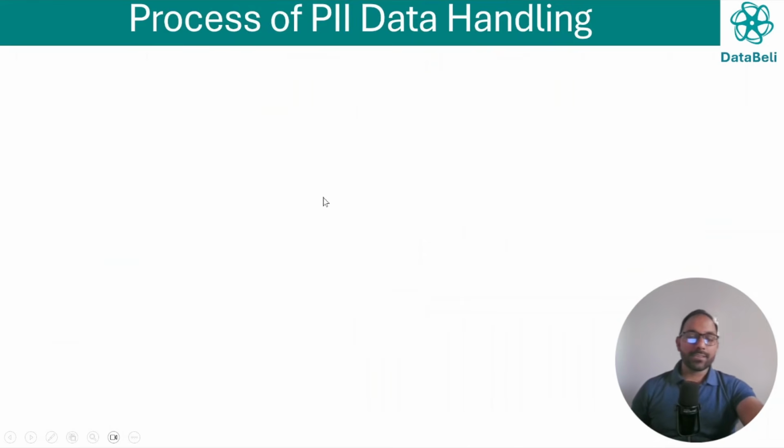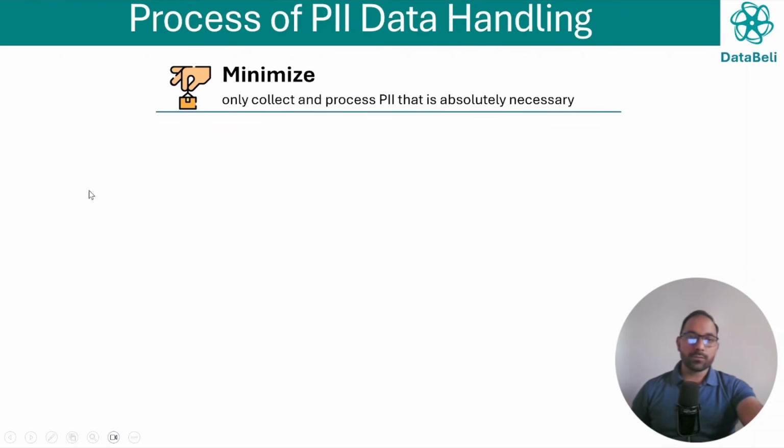Next, let's understand the high level process of handling PII data. There are multiple stages and multiple techniques, so let's go over these one by one. First one is minimize. What it means is that we shall collect and process only the PII data that is absolutely necessary.